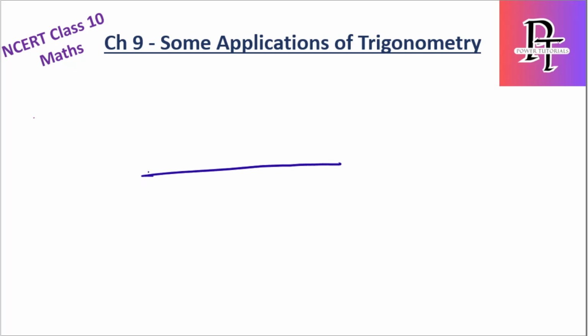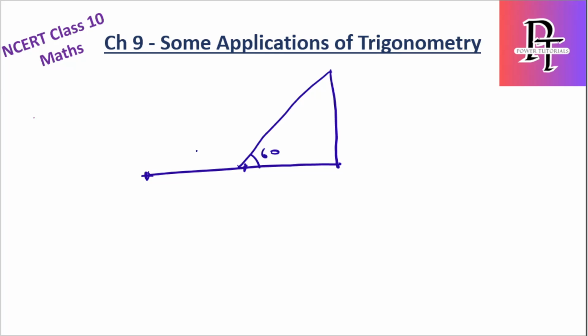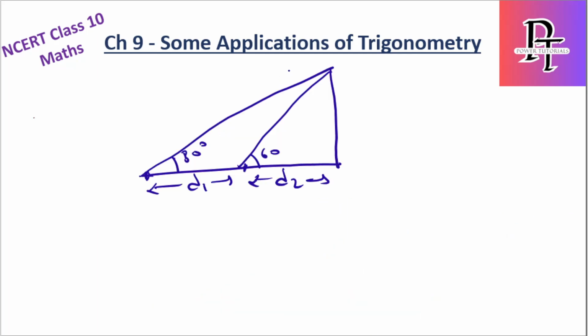This is the highway. Let's suppose this is point 1, this is point 2. We have a tower. Let's draw it as a straight line. This we just found, it is how much? 60 degrees, and this is 30. We're assuming this as d1 and this as d2. The height of the tower, they haven't mentioned. Let's assume this as h. Let's mark the points A, B, C and D.